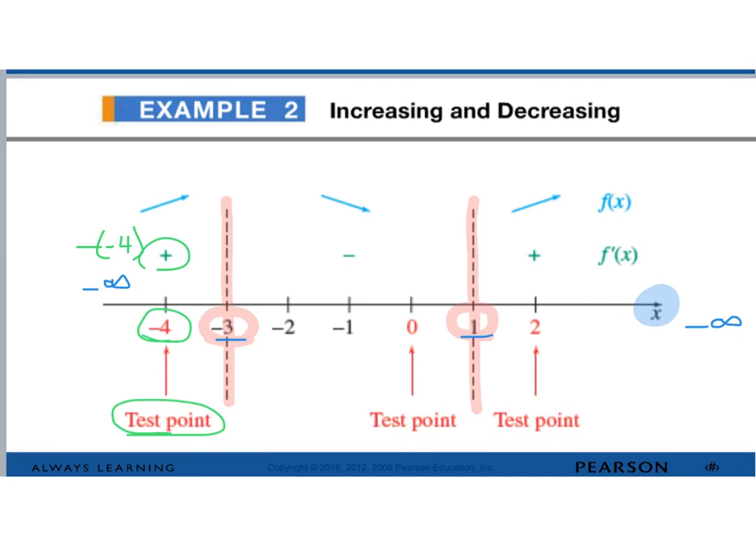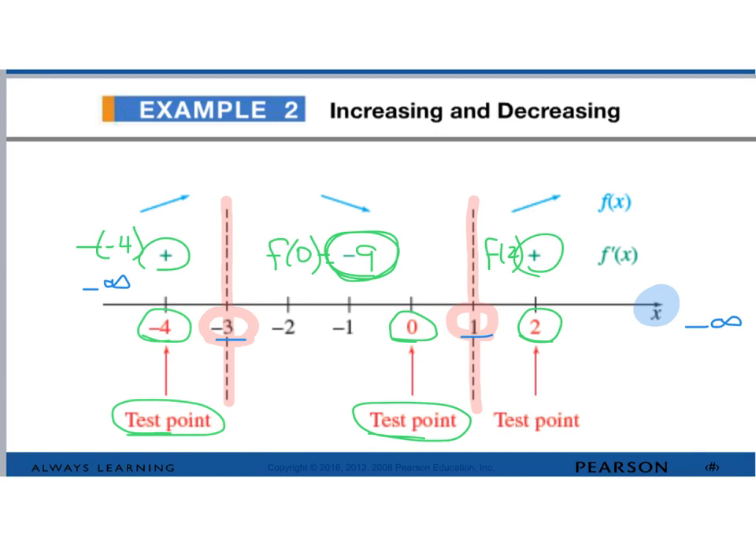The easiest test point for the interval from negative 3 to 1 is to choose 0, because 3 times 0 squared is still 0, plus 6 times 0 is still 0, minus 9. So f prime of 0 turned out to be negative 9, but the key was that it was negative. And then we're also going to test 2: 3 times 2 squared plus 6 times 2 minus 9 is in fact positive.